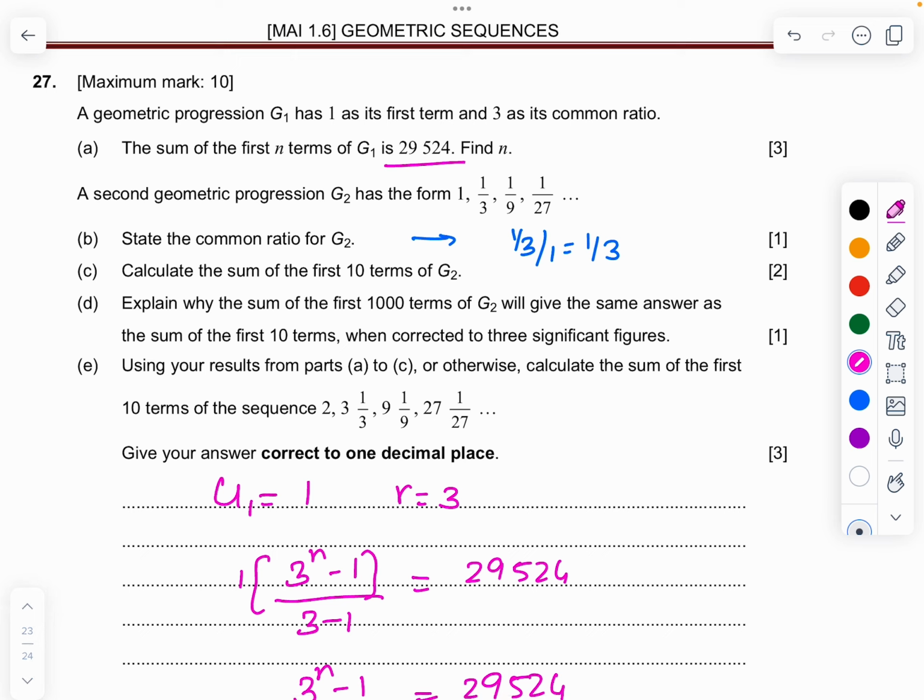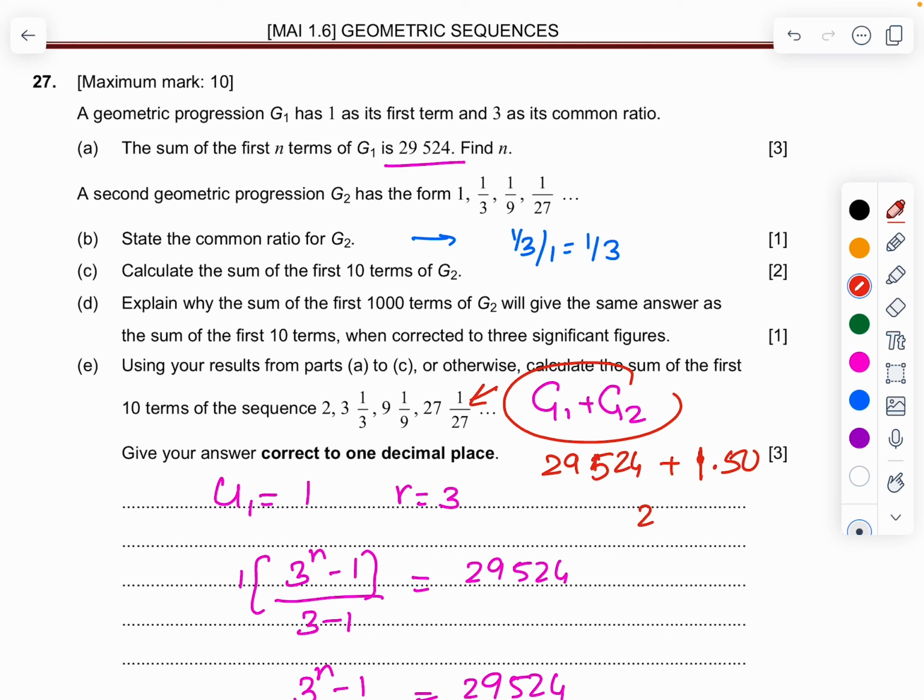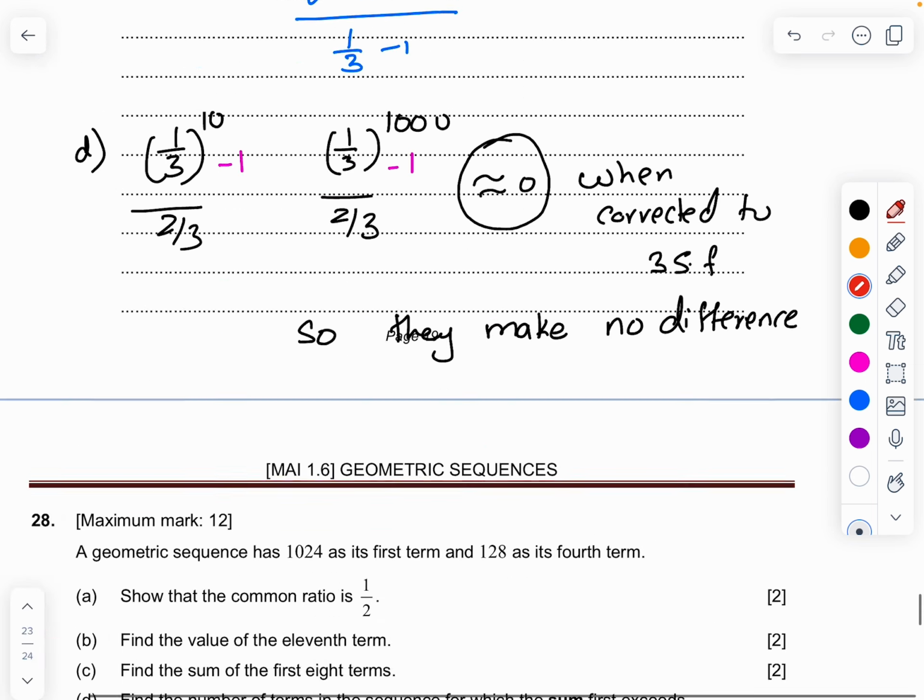Using the results in part A and C, hence or otherwise calculate the sum of the first 10 terms. We can see that it is going to be the addition of the two terms. The sequence is G1 plus G2. This sequence is nothing but geometric sequence 1 plus geometric sequence 2. So their sums also will be added: 29,524 plus 1.50, which is going to be 29,525.5. You can see that this sequence is formed by G1 plus G2.